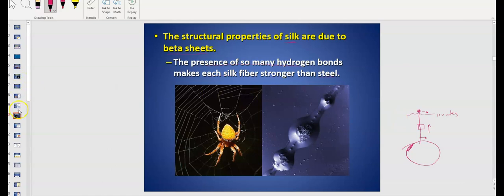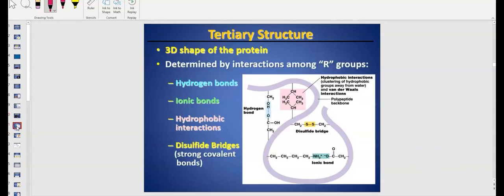So that's kind of cool. And the reason that we're so interested in this is because of the hydrogen bonds due to the beta sheets. All right. Hopefully you learned something new. All right. So the next level is the tertiary level. This is the three-dimensional final shape of the protein, and this results from the interaction of the R groups.